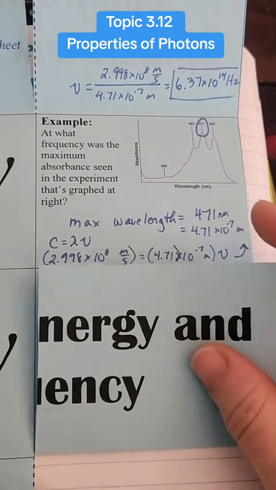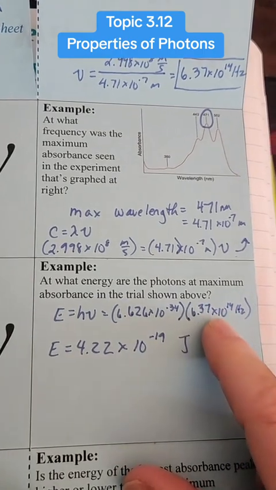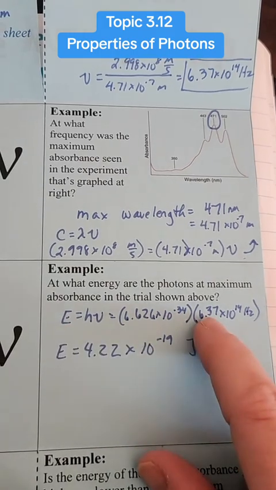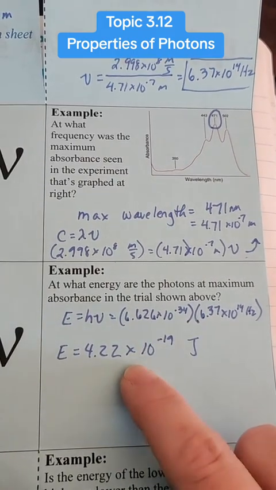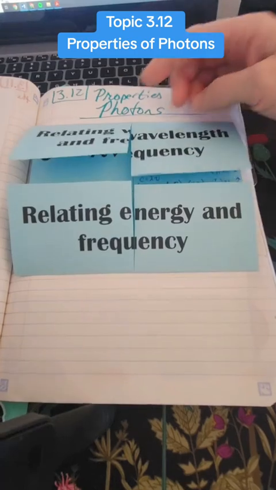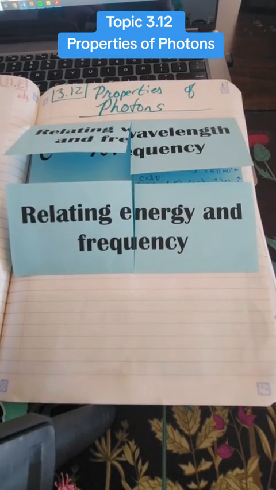So then, as I mentioned, we can come down here and we can use that frequency then to calculate the energy. So I can take this frequency and plug it into my E is equal to h nu equation, multiply them together, and get an answer. And then this is my energy that corresponds to that wavelength. So there you go. That is topic 3.12, properties of photons and how to do some calculations with them.